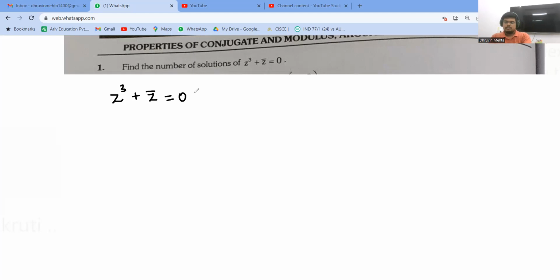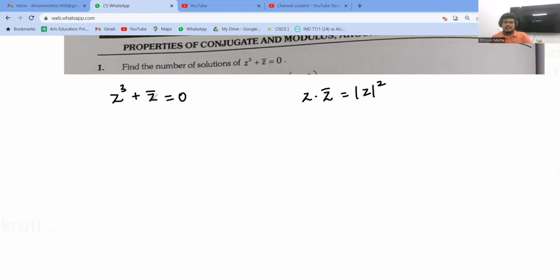So modulus of z is modulus of z bar. Okay, that works. What else do you know? z into z bar is modulus of z, the whole square. Correct. So we have z into z bar equal to modulus z squared. That is also right. So now see what we will do here, Arush.